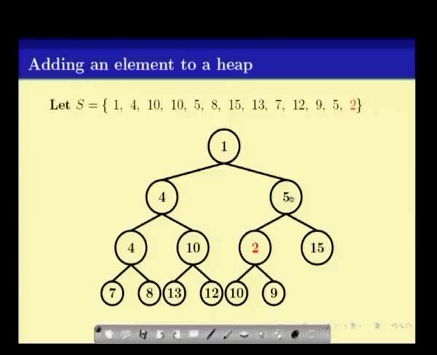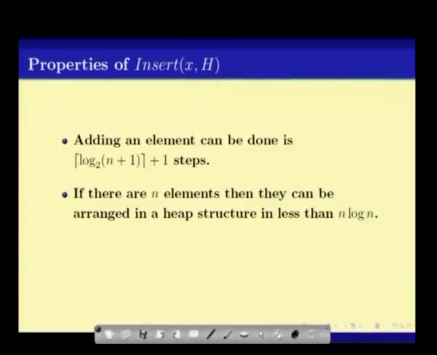Similarly, again we see that one more edge is violated, which is 2 and 5, and again we can swap those two elements, and now we see that there is no violation, and thus this is a valid heap arrangement for this set S. So, in other words, I can add an element to this set in just log n plus 1 steps. Log n plus 1 is because we might have to go through the whole path to the root.